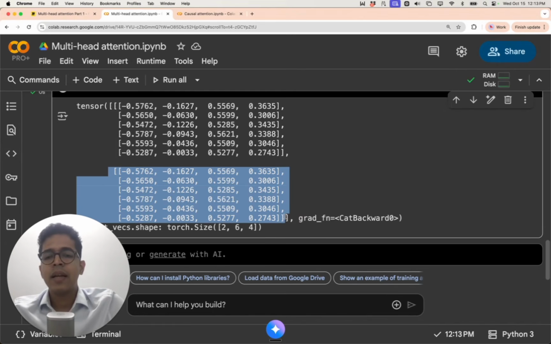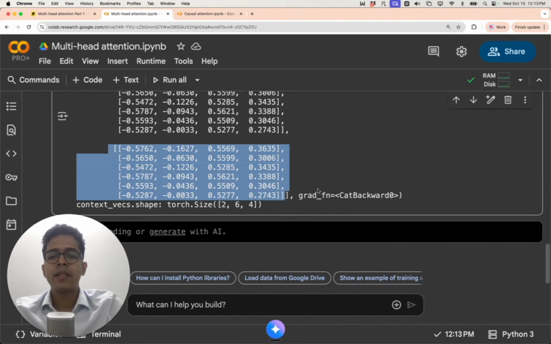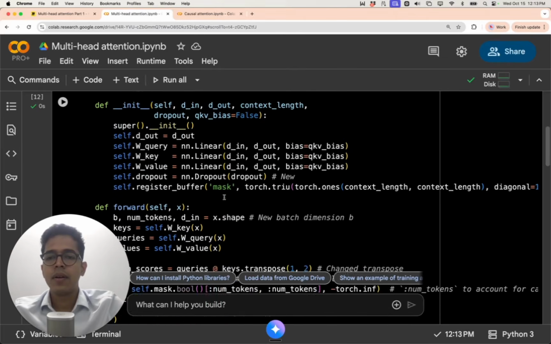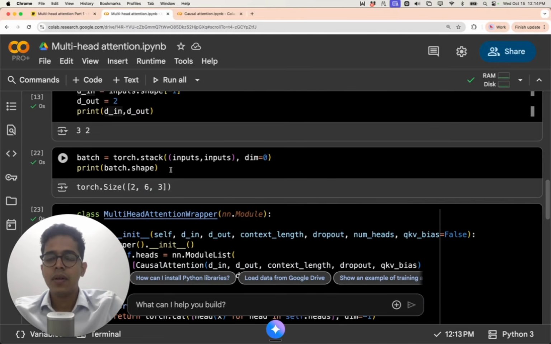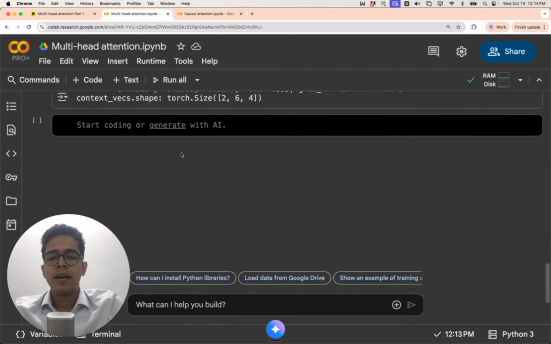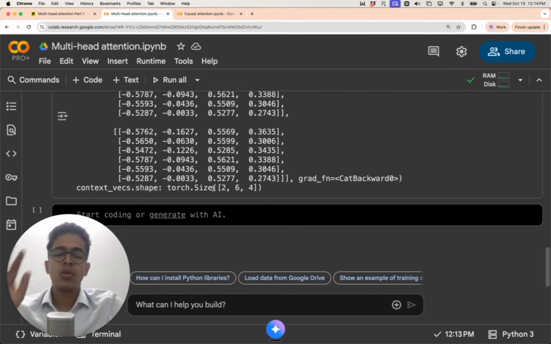What is the dimensionality of each context vector? 4 is the dimensionality of each context vector. What was the dimensionality of the input vector? How many input vectors were there in each batch? There were 6 input vectors in each batch. So input dimensionality counting batch size was 2, 6, sorry, 2, 6, 3. Yeah, input dimensionality was 3. And here context vector dimensionality is 4.